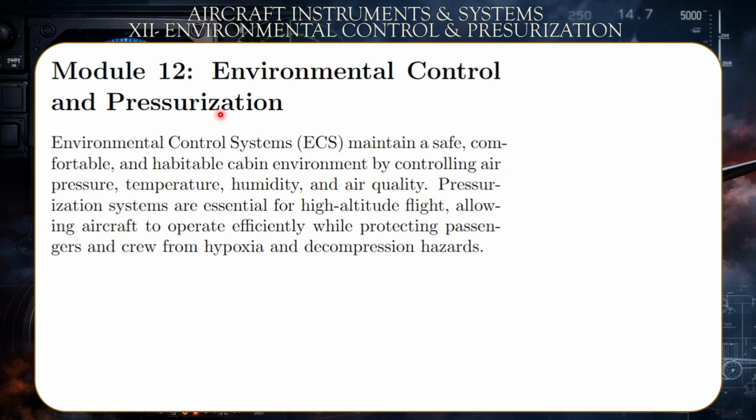Chapter or Module 12, Environmental Control and Pressurization. Environmental control and pressurization systems (ECS) maintain a safe, comfortable, and habitable cabin environment by controlling air pressure, temperature, humidity, and air quality. Because we as humans cannot handle low pressure environments at 35,000 feet above the earth. That's why we would need this controlled environment where it would be livable.